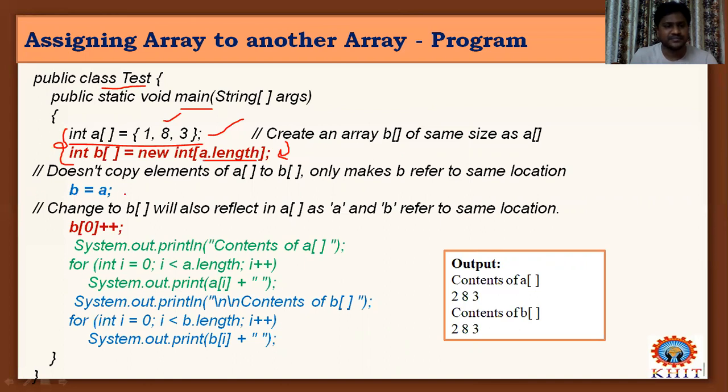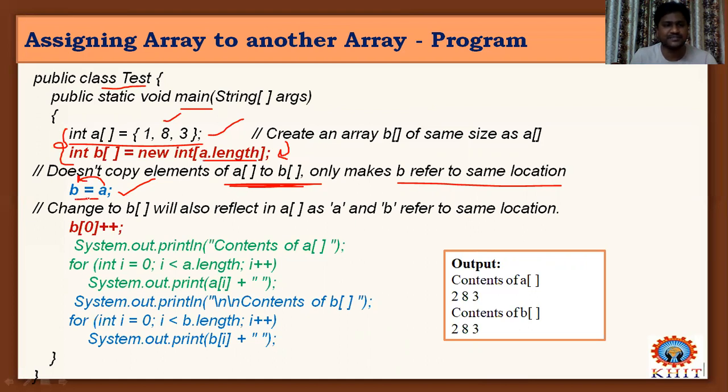Okay, here when I am assigning array A's address to B, it doesn't copy the elements of A to B, it only makes B refer to the same location. This is very important, and you need to understand and remember it when we discuss the further topics. It doesn't copy elements of A to B, it only makes B refer to the same location of A. This is the meaning of this one here.